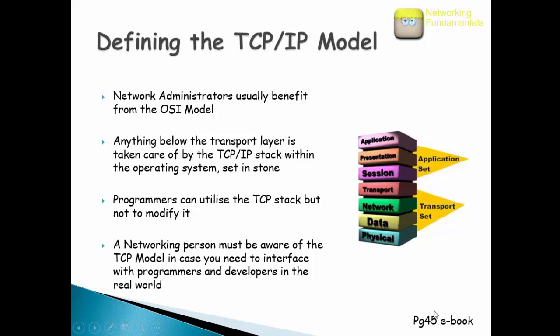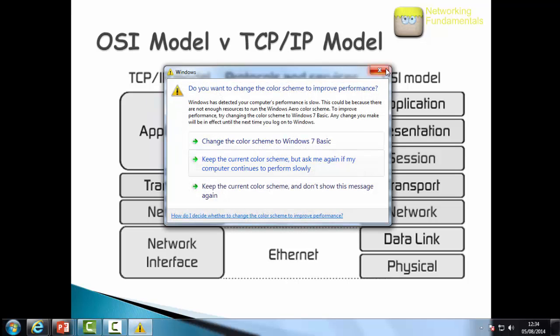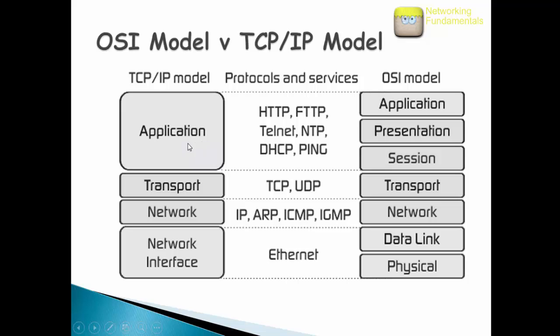Okay, so I've made reference there also on page 45 of your ebook. It gives you an example of the TCP model. So what I have here is I just have inserted a picture where on the left hand side you can see the TCP/IP model. Okay, so you can see that it's got 4 layers. These 4 layers are your application layer, transport layer, network layer, and network interface layer.